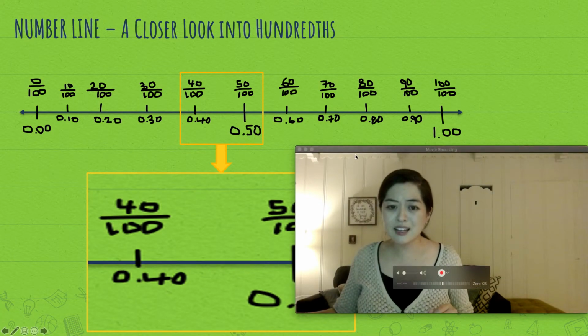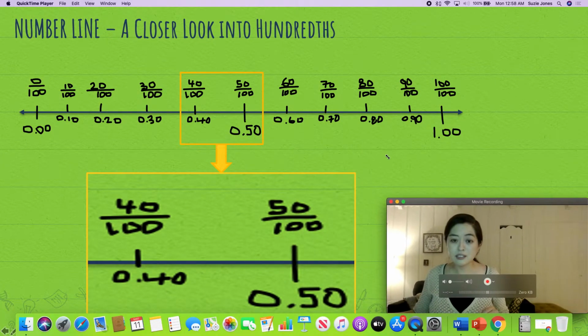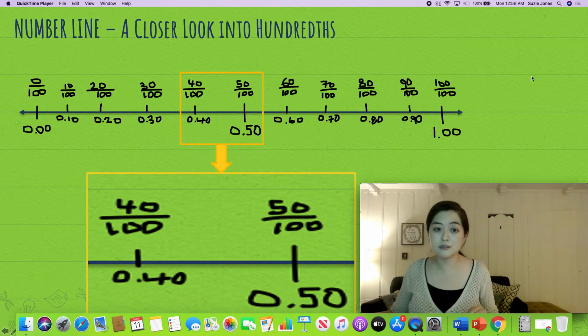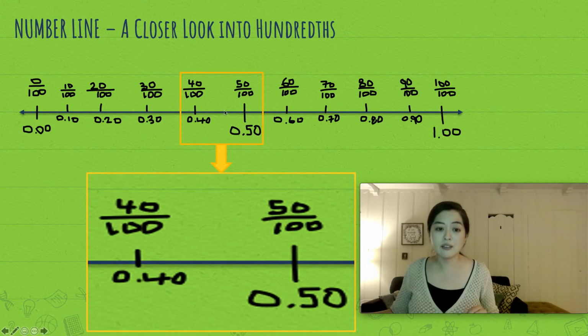Now let's take a closer look in between 0.40 and 0.50, which is 40 hundredths and 50 hundredths. We're going to try to draw 10 more equal spaces in between 0.40 and 0.50. So halfway between 40 hundredths and 50 hundredths is what hundredths?